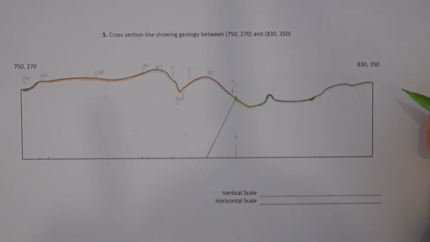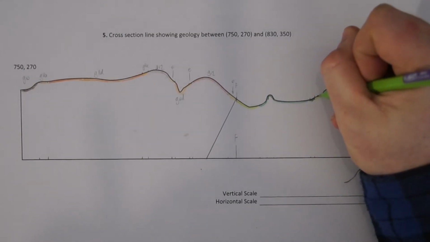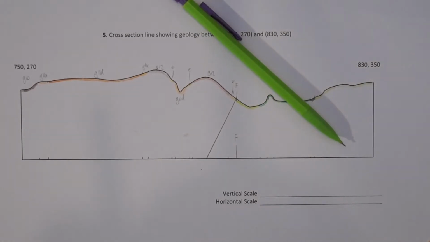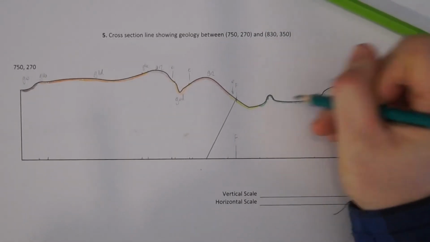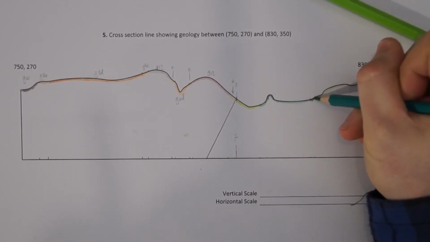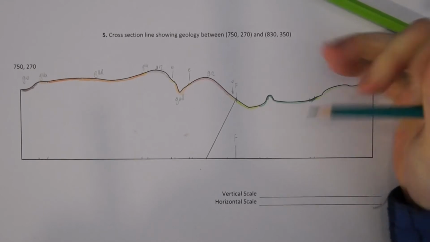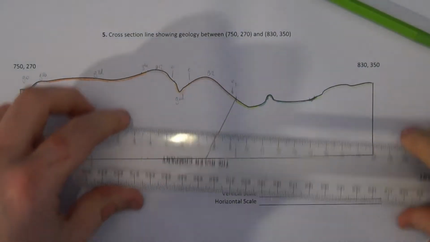Then what I can do is start plotting some of my younger rocks, because I've just done this fault, so I'm touching up the colours there a bit. So then what I can start doing is plotting some of the geological contacts on my cross section. And as ever, we start with the youngest things first.